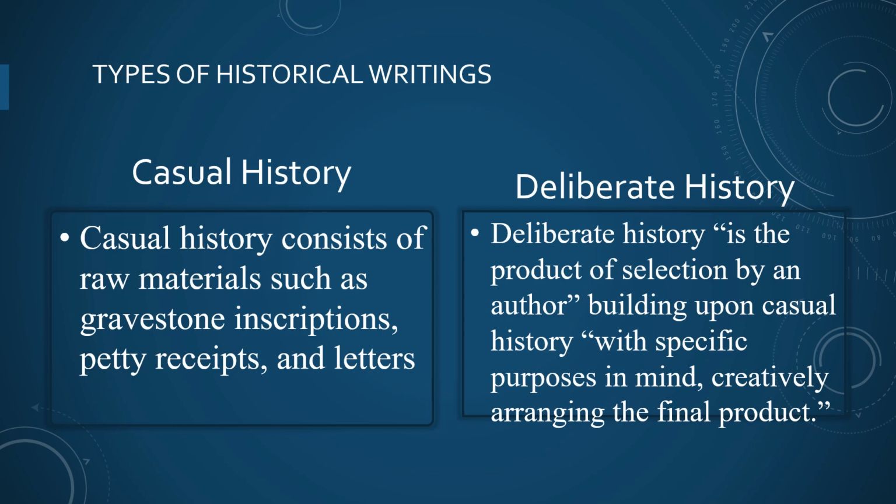So from here, it's important to understand that there are two types of historical writings. You have what is known as casual history and what is known as deliberate history.